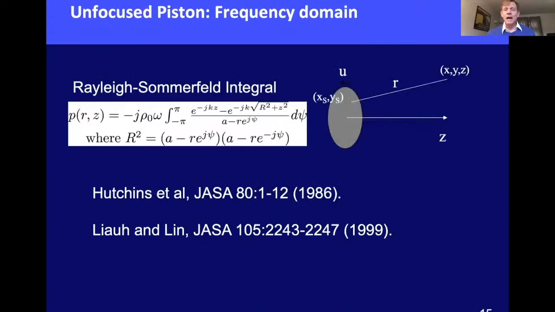Okay, and the solution I gave you there is not quite an exact solution everywhere, but the Rayleigh-Sommerfeld integral can be done off axis, and you can turn that 2D surface integral into a 1D line integral, given in this form here, originally published by Hutchins in the 1980s, republished in 1999 in JASA, which allows us to get the field everywhere. And actually those plots I showed you on the previous figure came from putting this into MATLAB and just solving that integral.